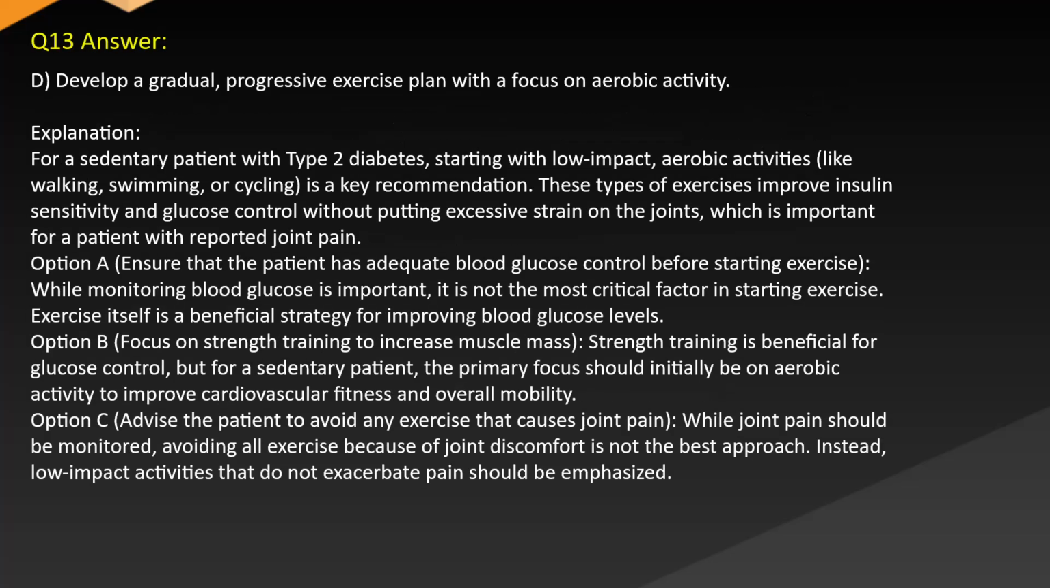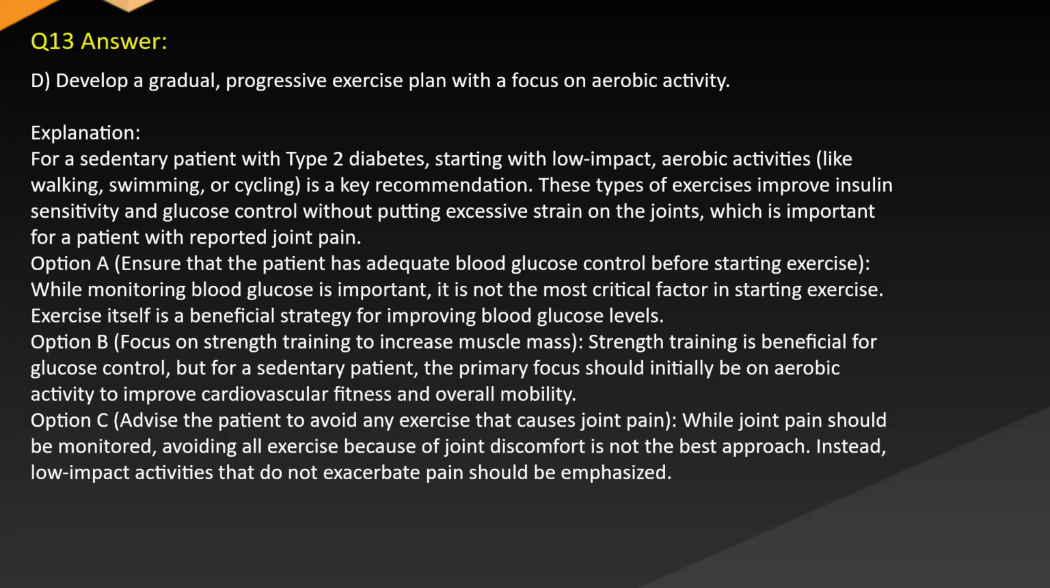Answer D. Develop a gradual progressive exercise plan with a focus on aerobic activity. Explanation. For a sedentary patient with type 2 diabetes, starting with low-impact aerobic activities like walking, swimming, or cycling is a key recommendation. These types of exercises improve insulin sensitivity and glucose control without putting excessive strain on the joints, which is important for a patient with reported joint pain.